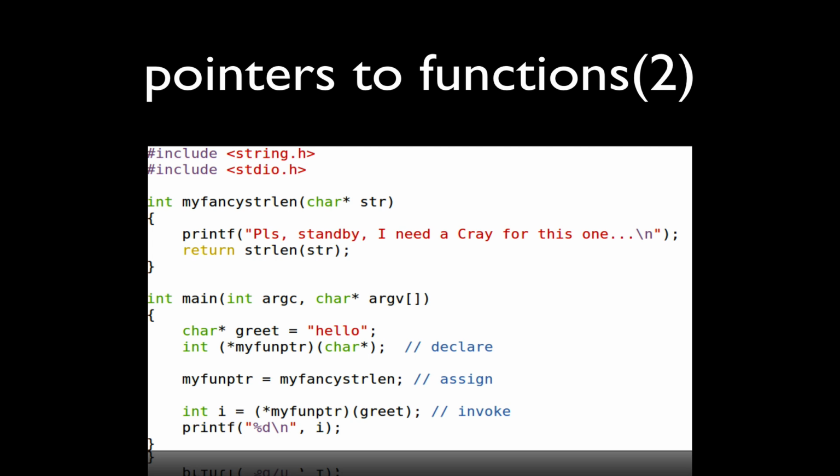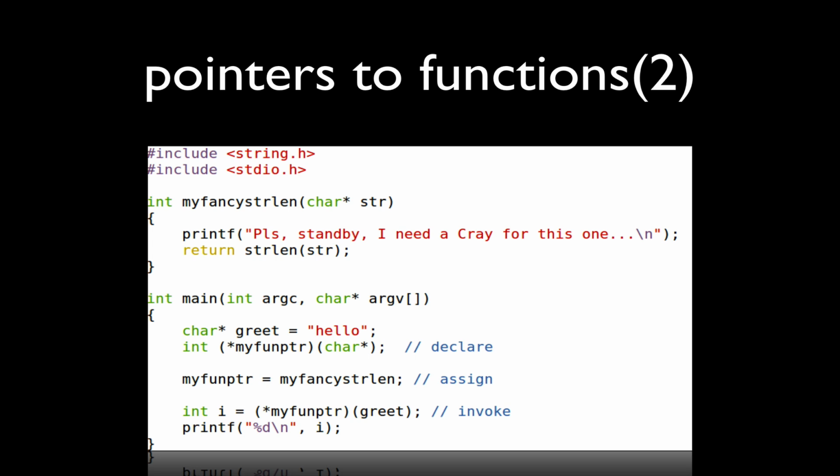In the very next line, I actually assign a value to that pointer. So the declaration simply gives me a reference to a function. It doesn't assign it to anything. So in the next assignment, I simply take the name of the variable, which is myFunPTR, and assign it equal to, and all I have to do in C at this point is specify the name of a function that has the same signature as my function pointer declaration. So in this case, it's my function with the name myfancystrlen.